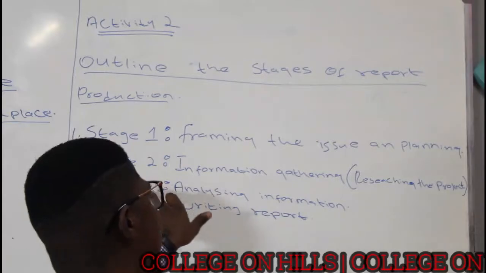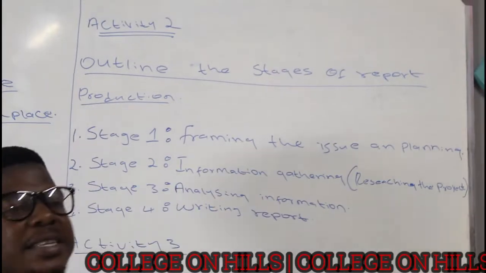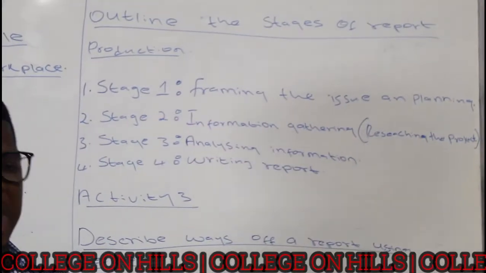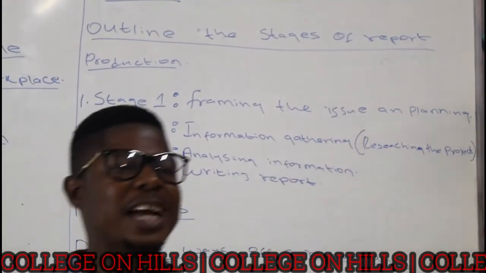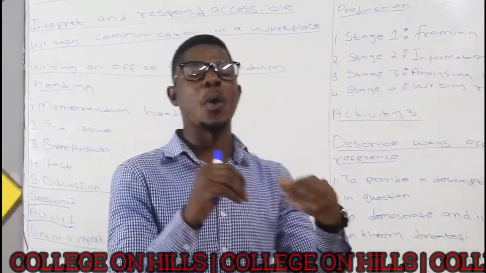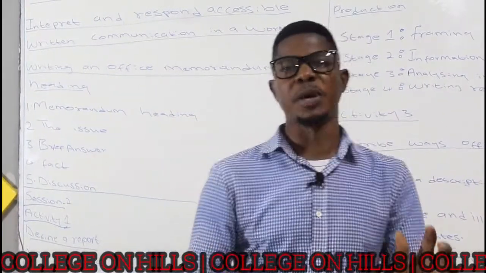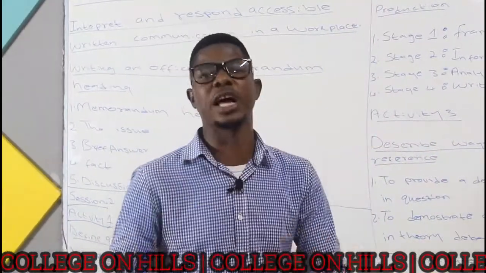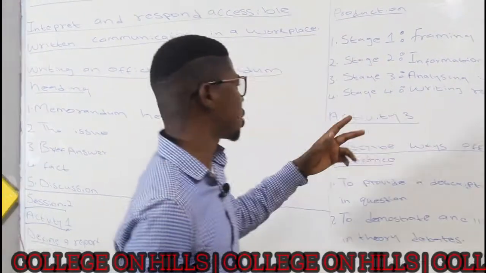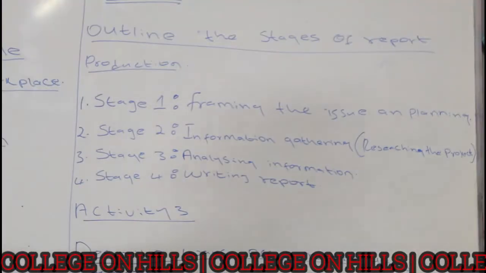Then we have got stage number 3, which is analyzing the information. When we analyze the information, guys, it must come to you that whatever you have gathered is relevant to what you have planned, and corresponds with whatever you want to see in your report production. Then let's check our last stage, that says writing the report.